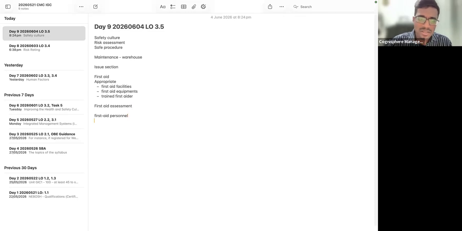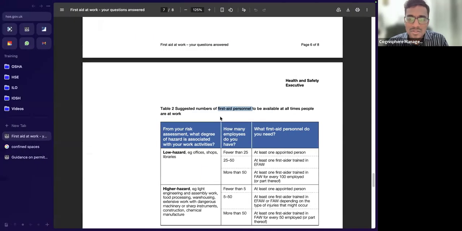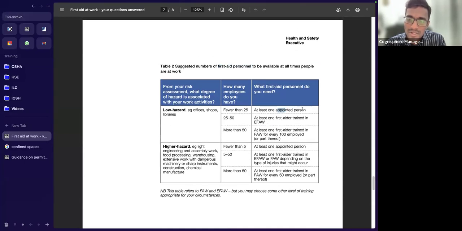So, under first aid personnel, you have an appointed person, and then FAW, which is called a first aid at work trained personnel, and then you have EFAW, which is emergency first aid at work trained personnel. So who are they? When we say first aid personnel, it can refer to an appointed person or a first aider trained in emergency first aid at work or a first aider trained in first aid at work.